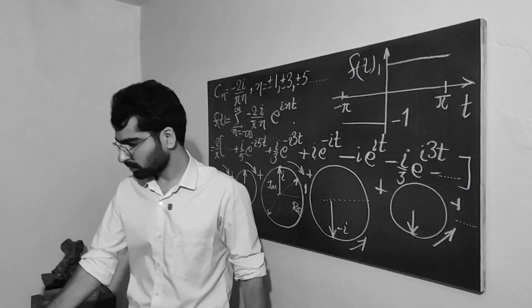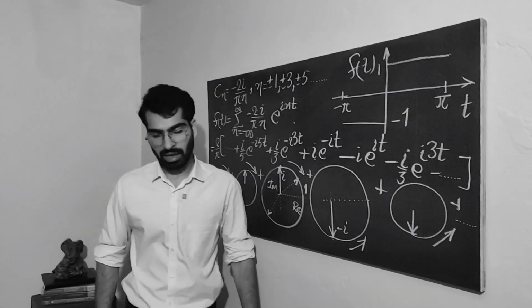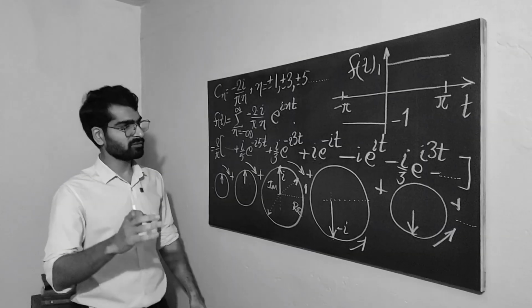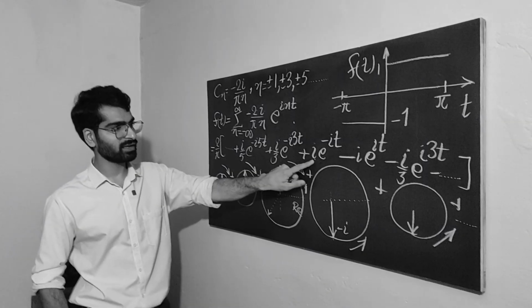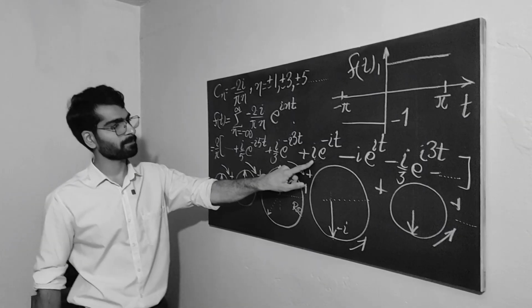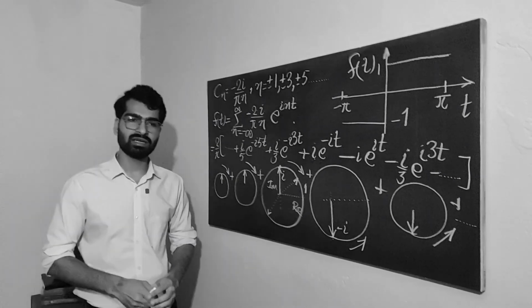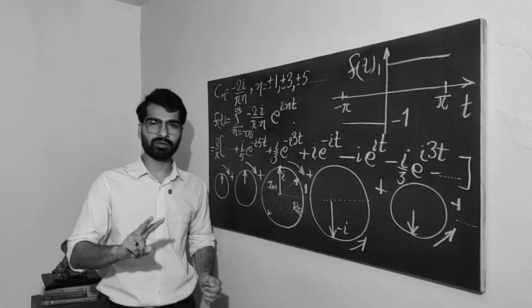I will show you how it does that, how it represents that square wave. But before that, I want to write this i a little differently, because it comes from Cns, and Cns are doing two things for you.